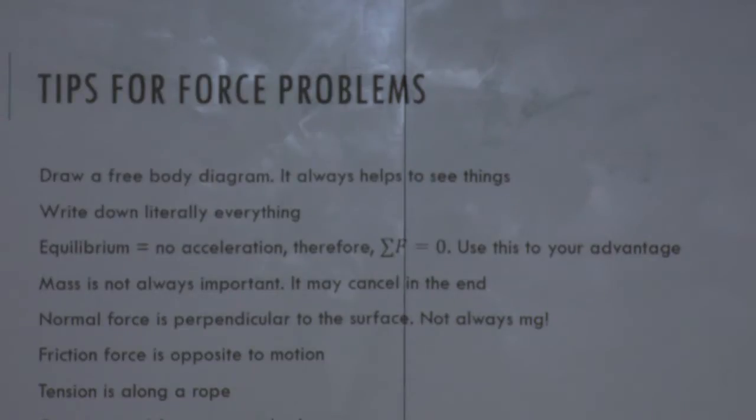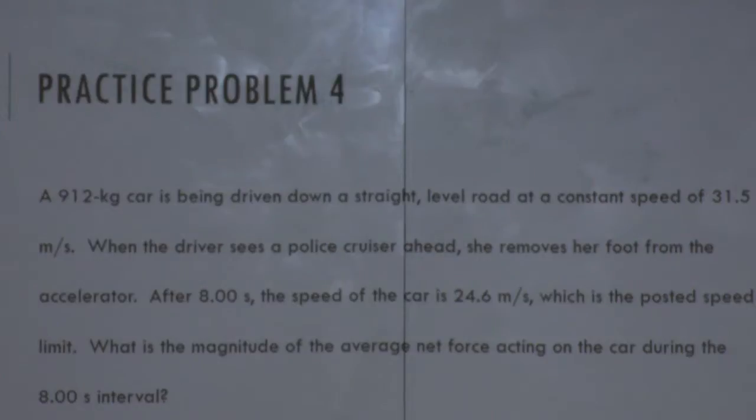Friction force is opposite to motion, so your friction force will always oppose the direction that you're going to try and go into. Tension will be along a rope, and it will always point away from the object where you're measuring the force. So if you have a box hanging on a rope, your tension will point away from the box. And gravitational force is always straight down. It always wants to point towards the Earth, and the Earth is generally straight down. All right, wow, who could have guessed?